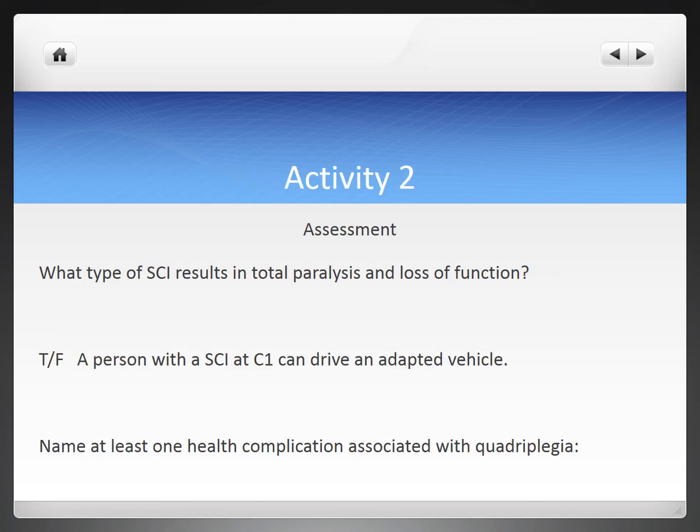For our final activity, we're going to see what you remember from the PowerPoint. What type of spinal cord injury results in total paralysis and loss of function? A true or false question: a person with a spinal cord injury at C1 in the cervical spine can drive an adapted vehicle. Finally, name at least one health complication associated with quadriplegia.